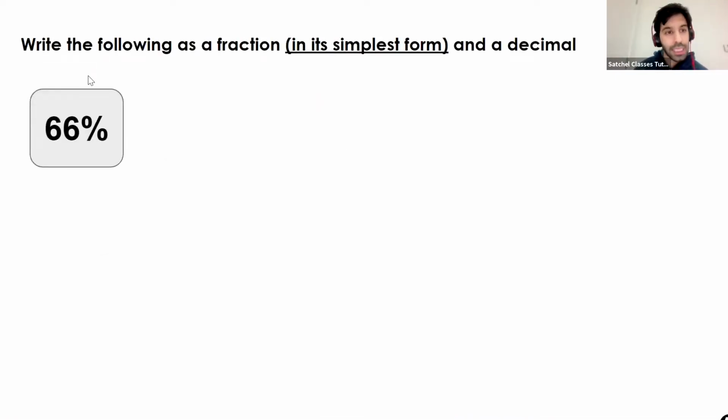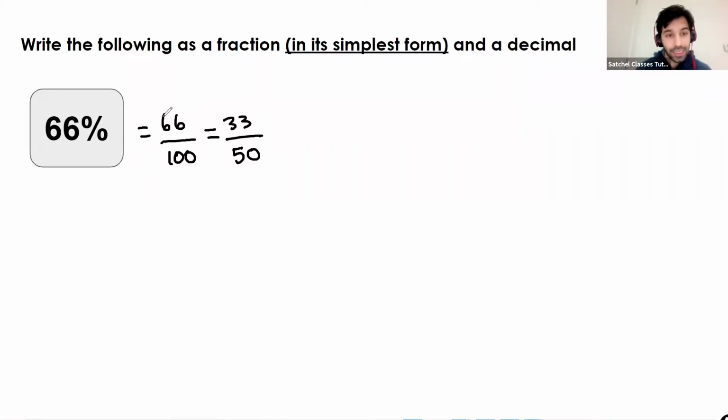All right, so it says here, write the following as a fraction in its simplest form and as a decimal. So 66%. Well, I can rewrite this as 66 over 100. That's the fraction, because 66% means 66 per 100. If I was to simplify this, I can divide both of them by 2. So that will give me 33 over 50. So that's the fraction in its simplest form.